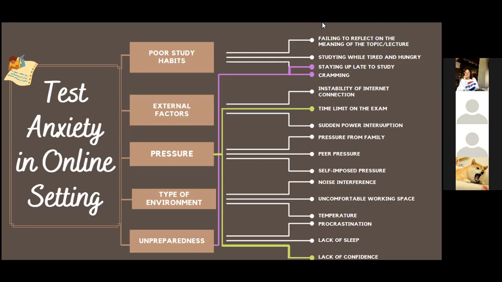Pressure is also a variable that affects test anxiety in an online setting. This is when students force themselves to be perfect and make no mistakes that could affect their grades and achievements because of different factors. Pressure can be external or internal. One type of external factor is the pressure coming from our family.